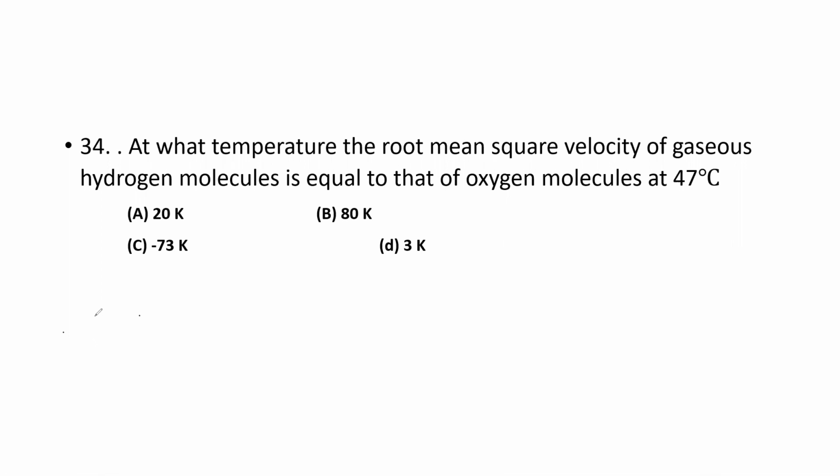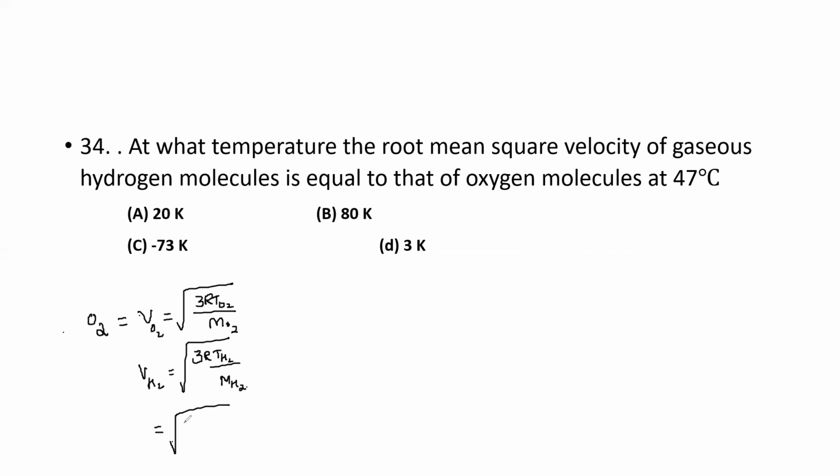So how can we do that? First we will take oxygen. For oxygen, the root mean square velocity is given by the square root of 3RT_O2 divided by M_O2. Similarly for hydrogen, we can write it as the square root of 3RT_H2 divided by M_H2.